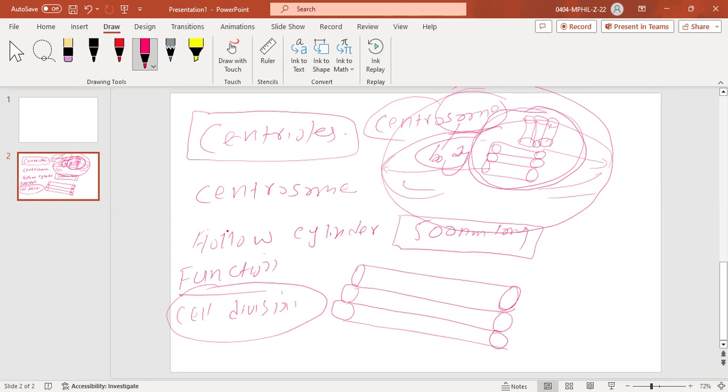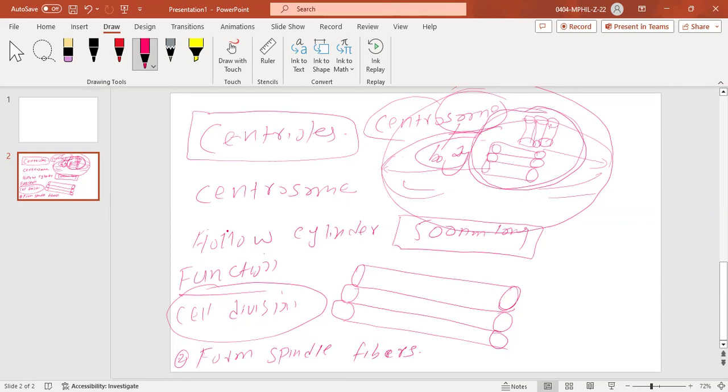So we can also add another thing here. One thing is helps in cell division. Another point that you can add is forms spindle fibers. Are you getting that?